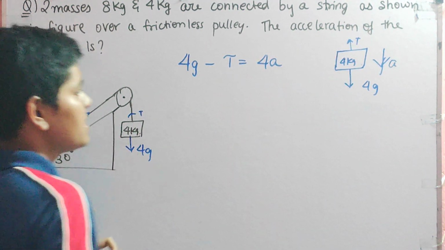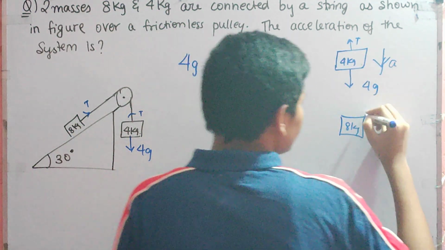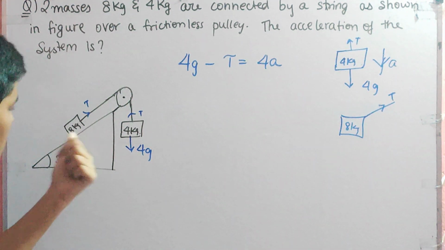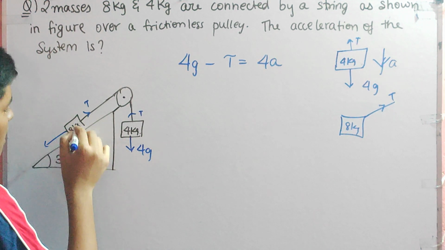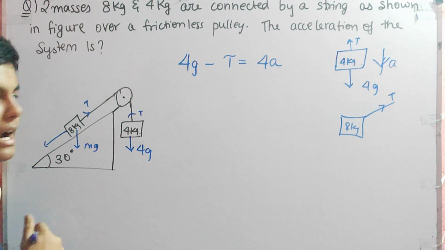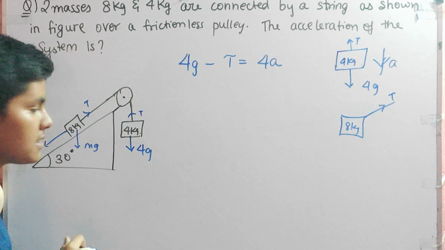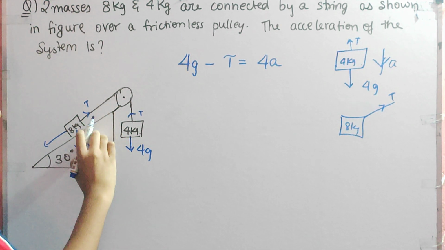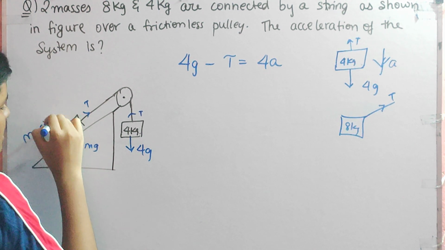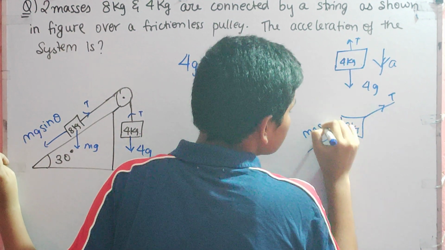Similarly, if you take the 8 kg block, the tension is T here, and the downward acting force would be mg, but the forces should act in a single plane. If the tension is in this direction, then consider this direction as the x-axis. So you have to find the component of mg which is in this direction, opposite to T. So we have mg sine theta.